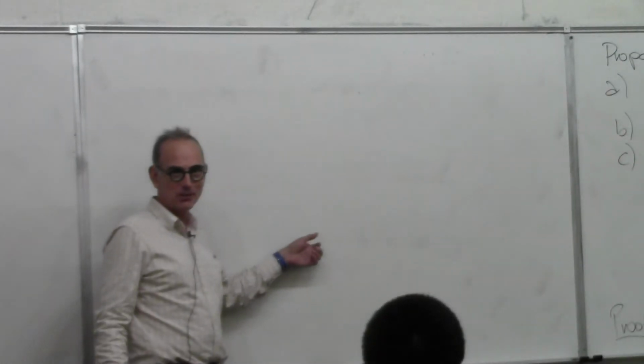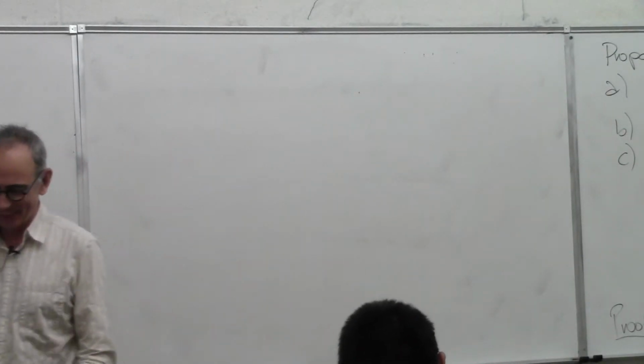Oh, that was a big mistake. I erased the definition of a Poisson random variable. Should have kept it there. So somebody will have to remind me.